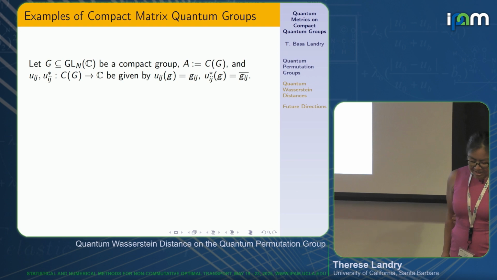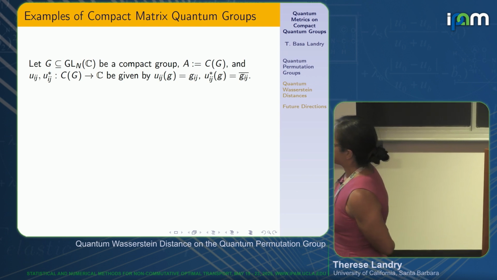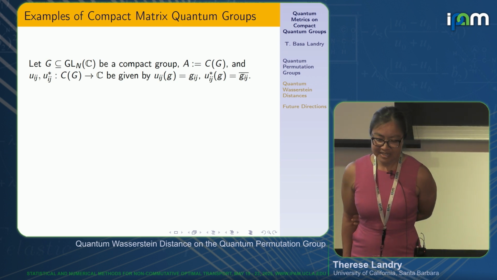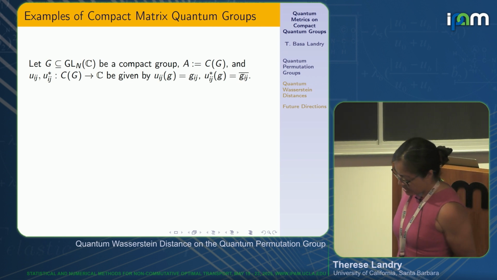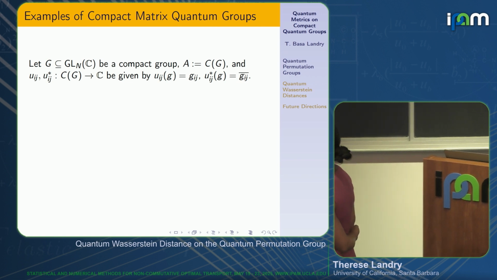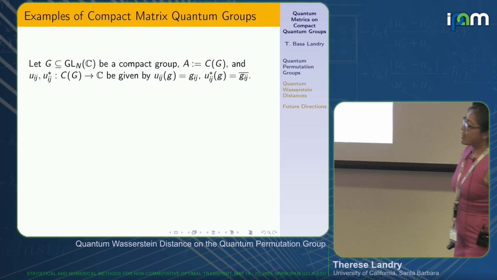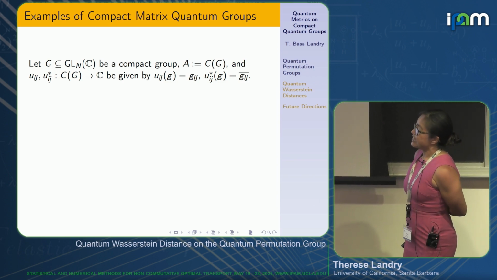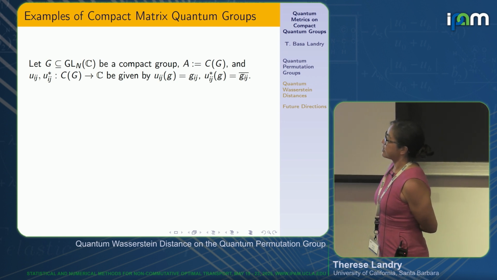And so again, driving home this theme of non-commutative geometry as an enriched lens for the commutative world, it turns out that every compact matrix group gives rise to, or is an example of, a compact matrix quantum group.